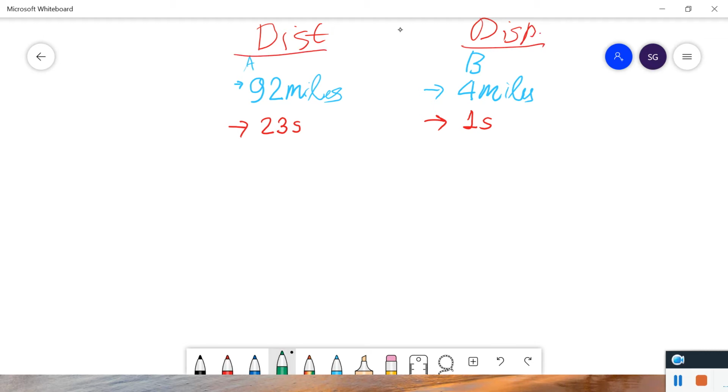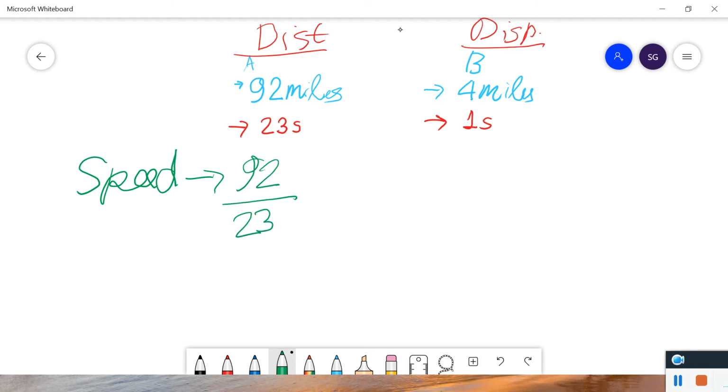Now I am concerned about speed. Speed is distance upon time, that is 4 miles per second.